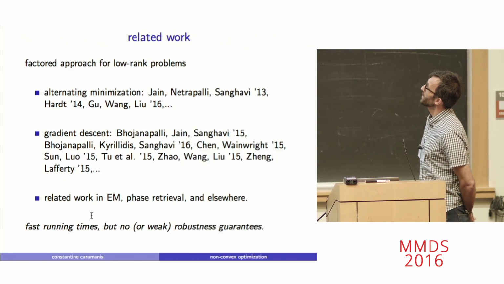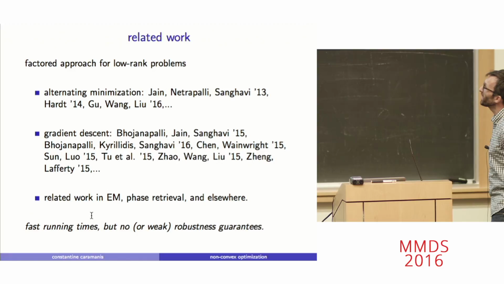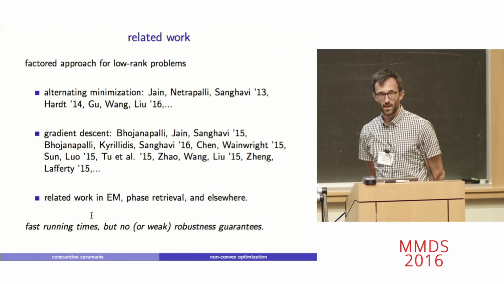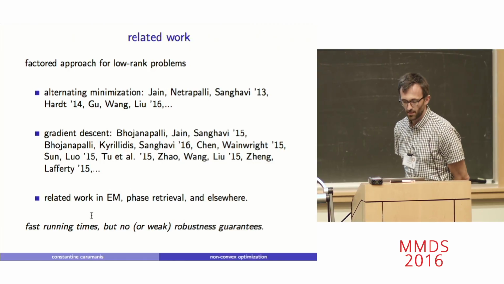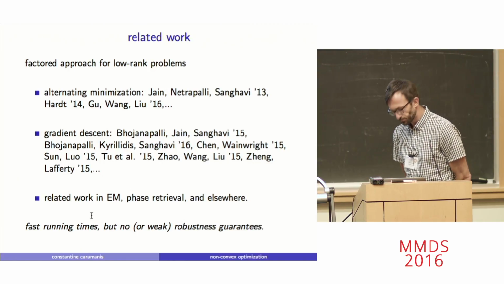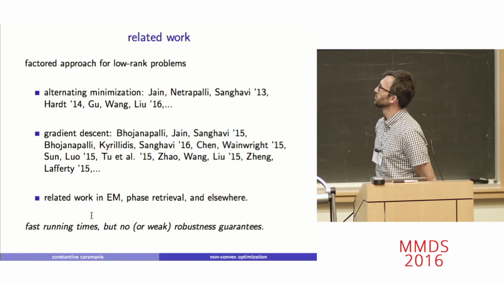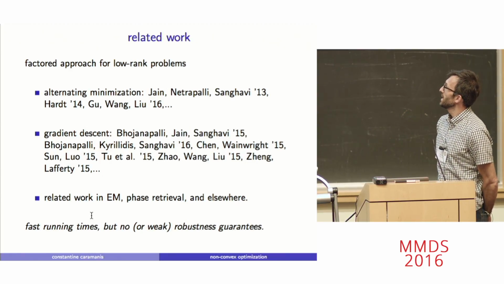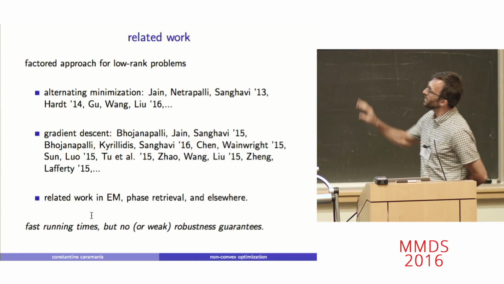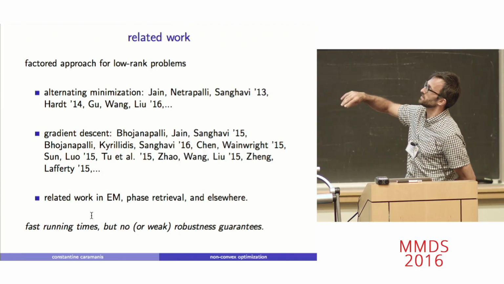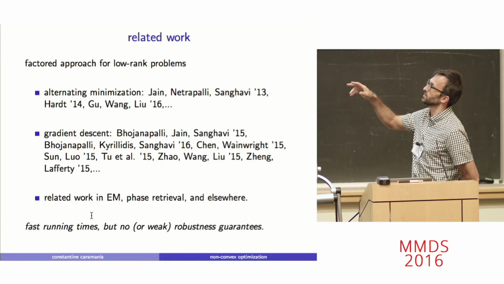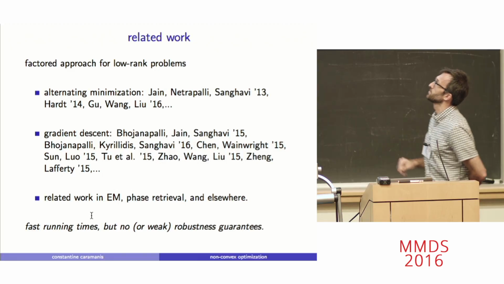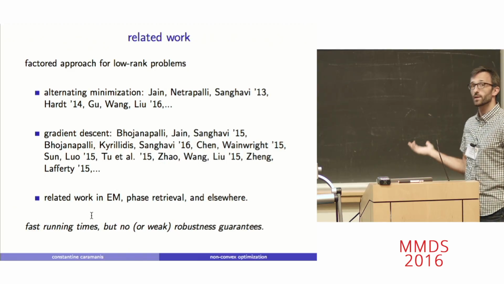There have been some alternating minimization approaches for low rank recovery and for matrix completion. And I'm sorry if I've left out some people, but these are the works that are probably most comparable to ours. There are a lot of others, and in contrast to the previous work on inexact augmented Lagrangian or the alternating projection, these have much faster running times, but they have no robustness guarantees.